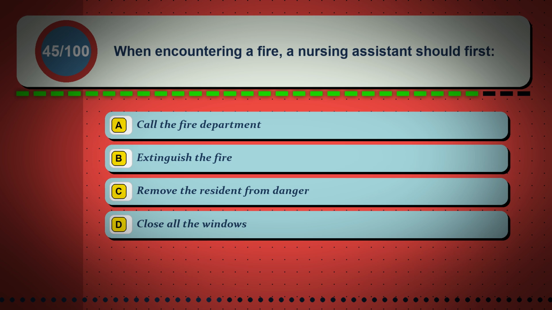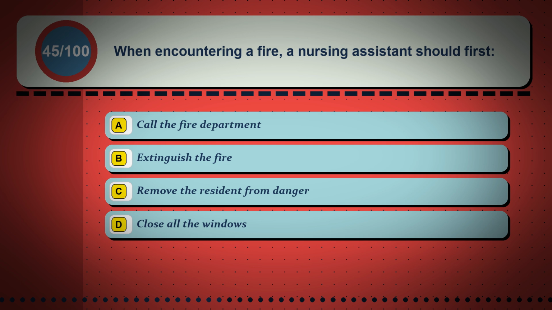Question 45. When encountering a fire, a nursing assistant should first: Option A, call the fire department. Option B, extinguish the fire. Option C, remove the resident from danger. Option D, close all the windows.